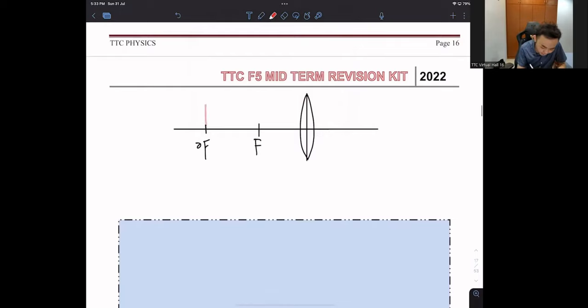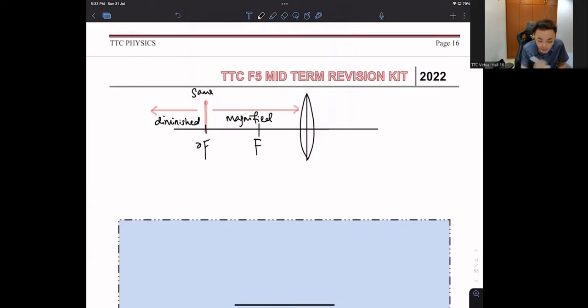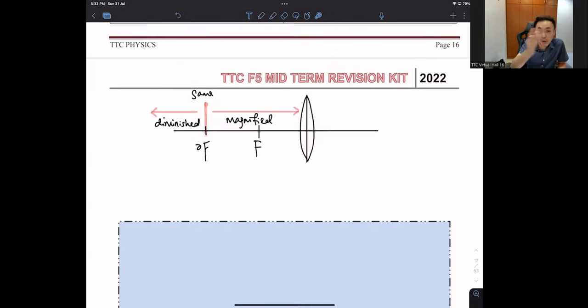2F is for you to remember the size. If you put your object exactly on 2F, then the image turns out to be the same size. If you have the object placed further than 2F, your image will be smaller, because you put it further away from the lens. If you place it between F and 2F, then on the other side you will get a magnified image, a larger version. First thing first, you can use this to remember all your sizes.